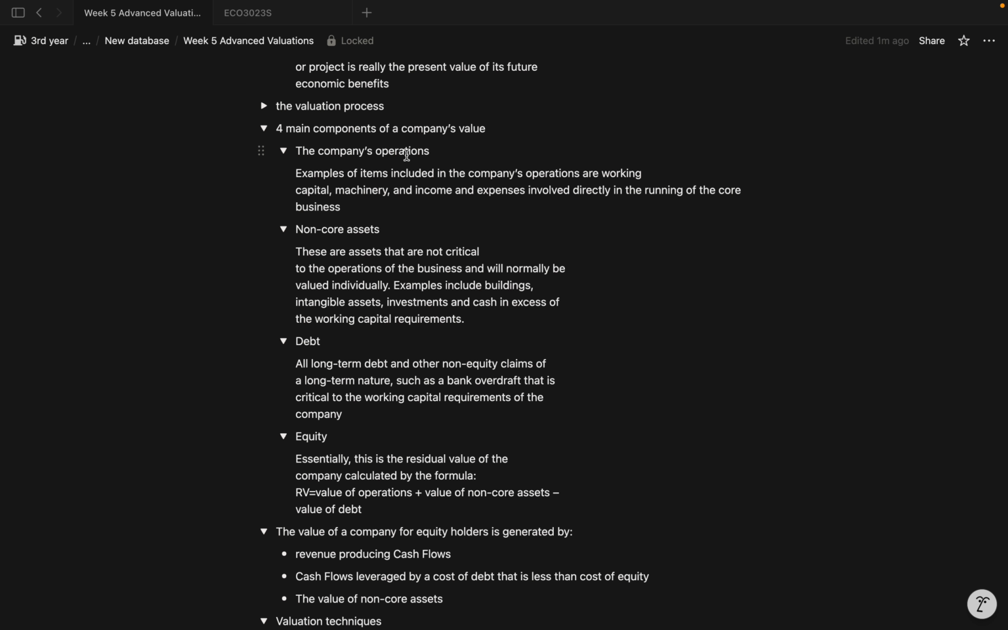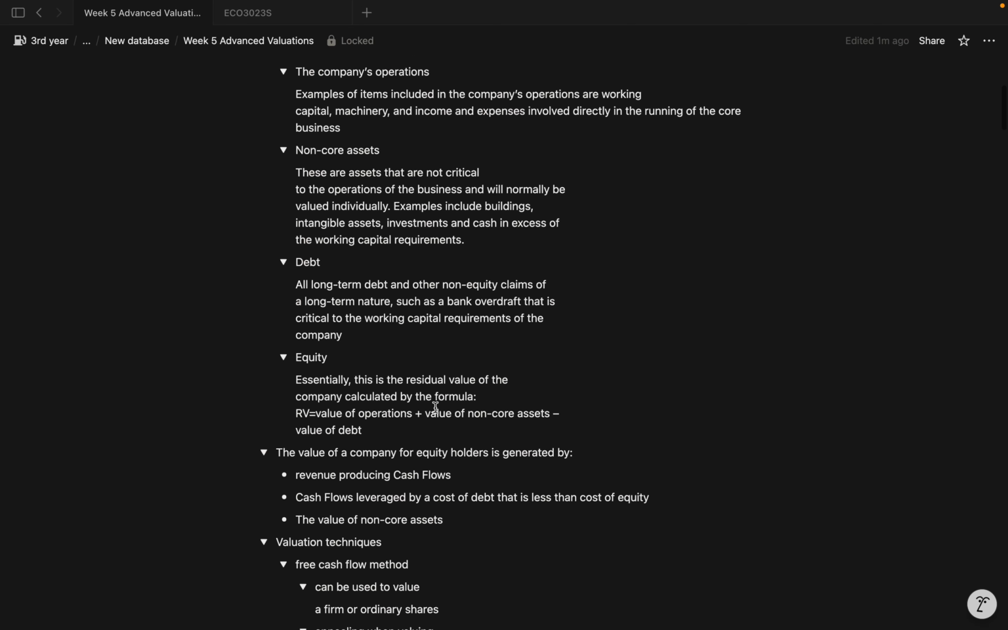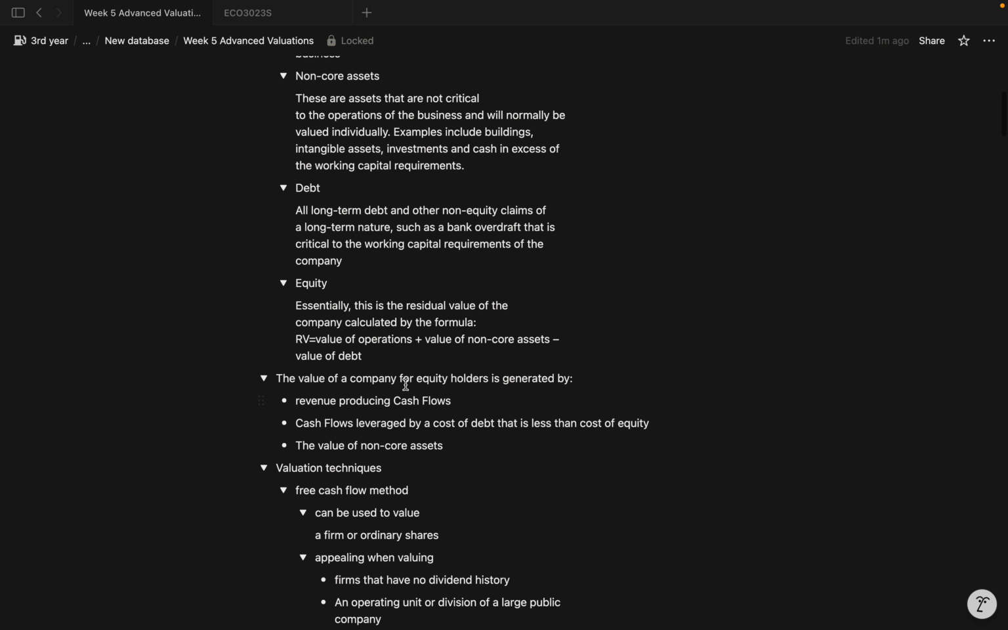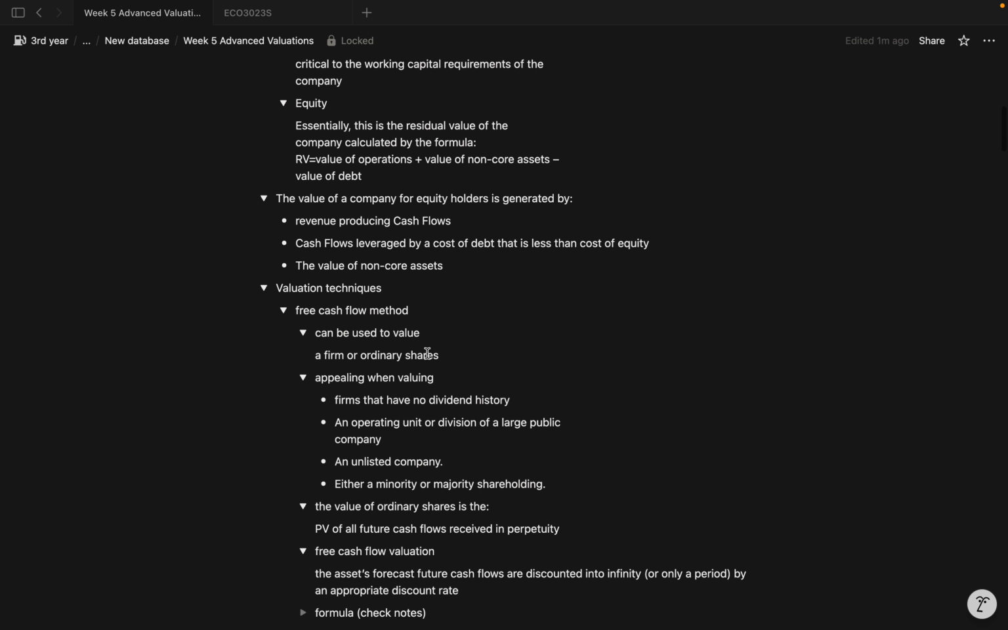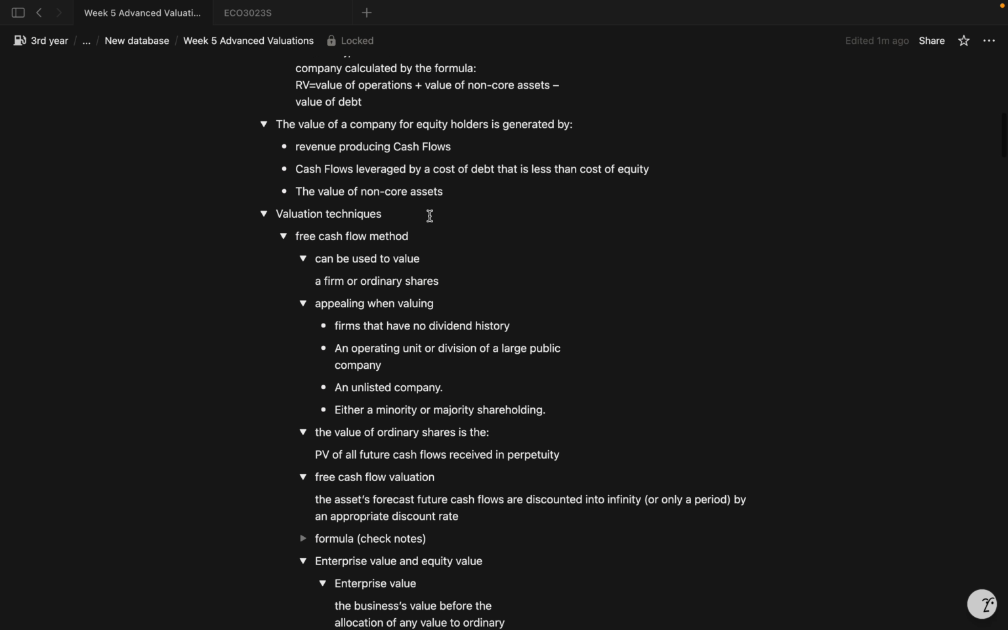And I think you understand what all of those are, but things that are in a company's operations are things like working capital, machinery, and the income and expenses involved directly in the running of the core business. Non-core assets are not critical to the operation of the business. Debt is all long-term debt and non-equity claims of a long-term nature. And equity is the residual value of the company. So that's the value of the operations plus the value of non-core assets minus the value of debt.